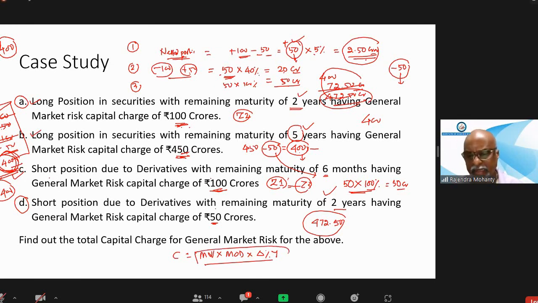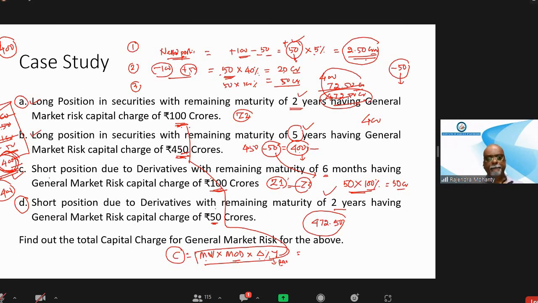This is the capital you are calculating. All these 50 crore, 800 crore, 450 crore, 100 crore have been calculated under this: market value of the security multiplied by modified duration of the security into assumed yield change of the security, which is given by RBI. So you multiply these things, you will calculate the general market risk capital. After that, we have to add this vertical and horizontal disallowance if there are short positions available.